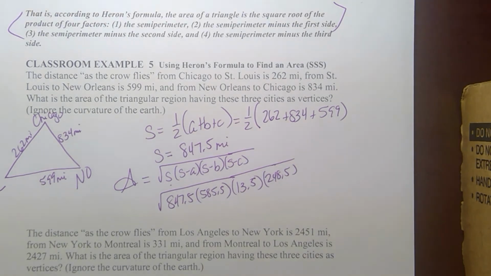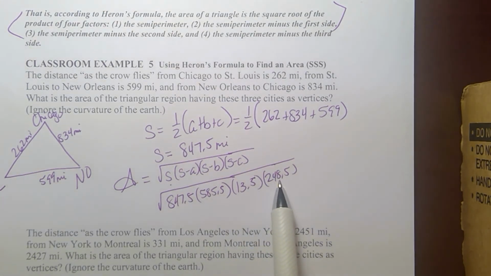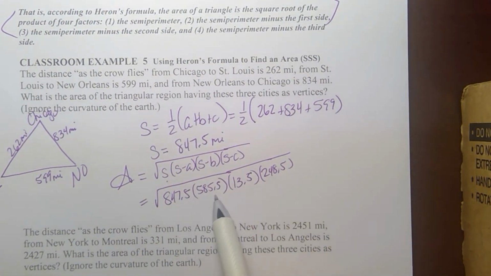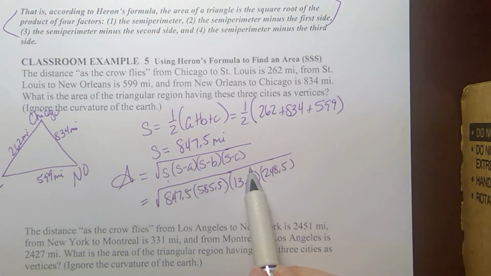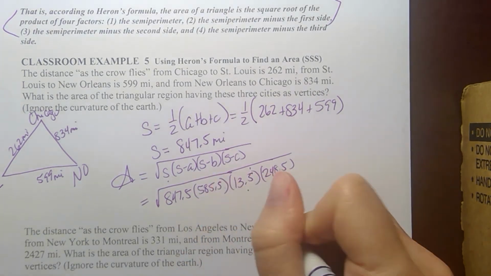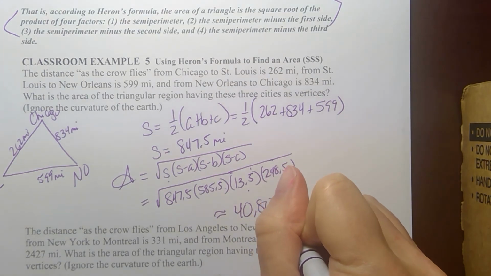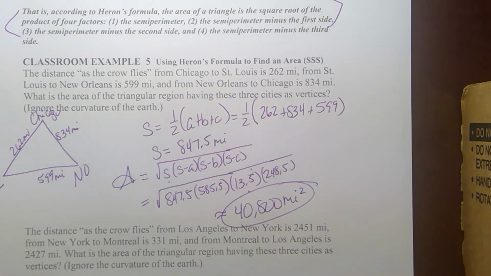Now let's say that you labeled your sides A, B, and C differently than me. That doesn't matter, because when I'm multiplying terms, order does not matter. 2 times 3 is 6, 3 times 2 is 6. Order does not matter with multiplication. So I find the product of these 4 factors, and then I take the square root of that value. When I do that, I get approximately 40,800 square miles, keeping it to 3 significant digits.